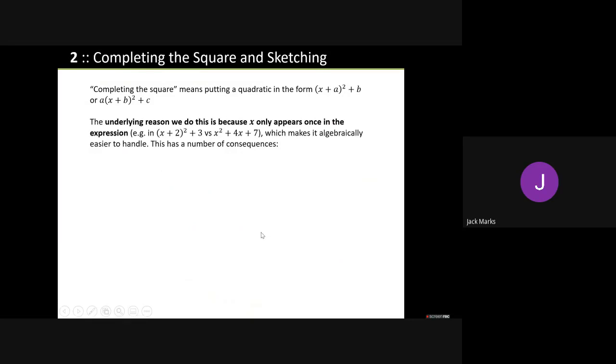So completing the square and sketching. So completing the square means taking a quadratic and putting it into a format such as this, or more generally, such as this. There may be a number in front. In fact, usually there is a number in front of this bracket here. The reason for this is we only want to really see x appear just the one time. It lets us do all kinds of things, such as making insights in proof or sketching graphs and so on.